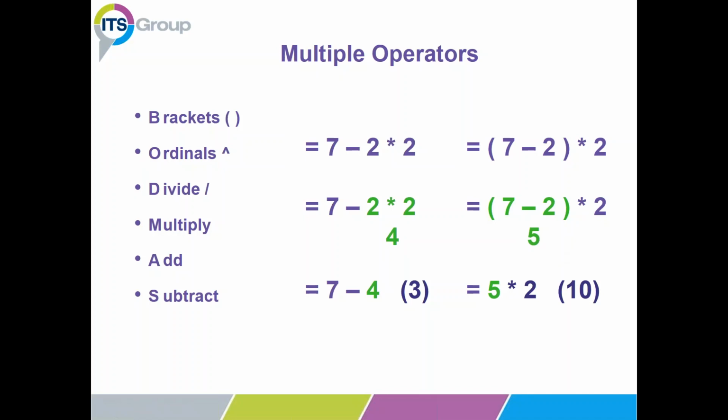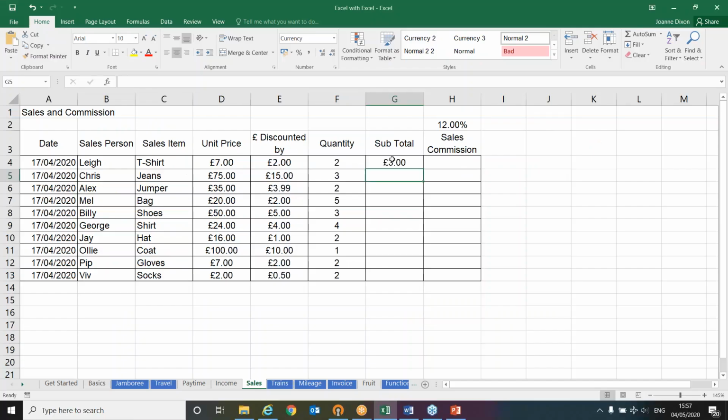So please remember BODMAS, it's really important. And if you've got any kids doing GCSEs, they'll be screaming at the screen now saying, it's BIDMAS. It's not ordinals, it's indices, but it's the same thing. It's those symbols that you never use, like to the power of and square root of. So let's go back to our spreadsheet.